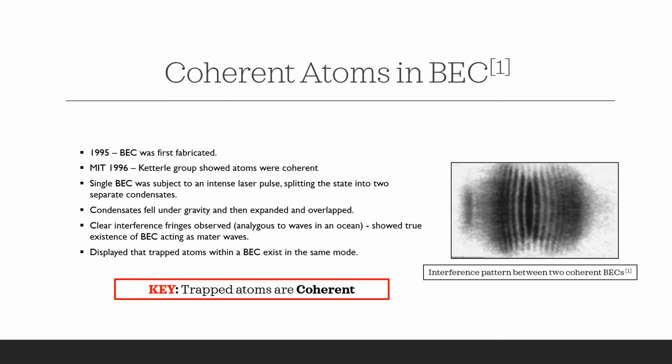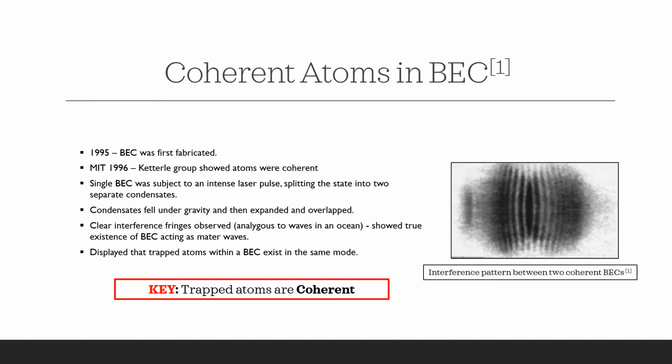However, because they're coherent, when they interact, we get these clear signs of constructive and destructive interference, as seen in the picture. So what this truly showed is that each Bose-Einstein condensate was acting as a giant matter wave. In other words, all atoms inside this condensate were moving in the same mode. They were moving at the same frequency, and therefore they were all coherent.